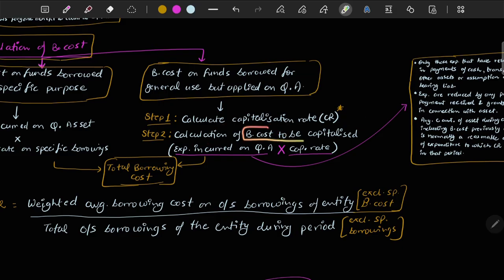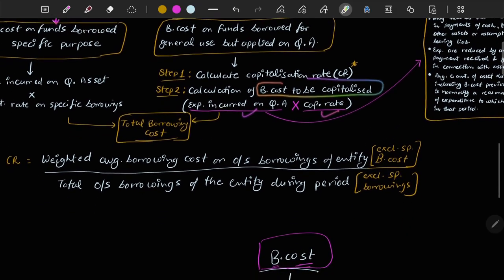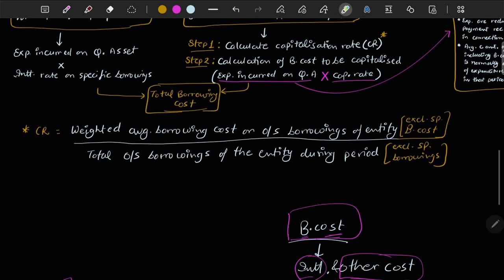How will we calculate borrowing cost to be capitalized? Expenditure incurred on qualifying asset into capitalization rate. What is capitalization rate? Capitalization rate is weighted average borrowing cost on outstanding borrowings of entity divided by total outstanding borrowings of entity during period.